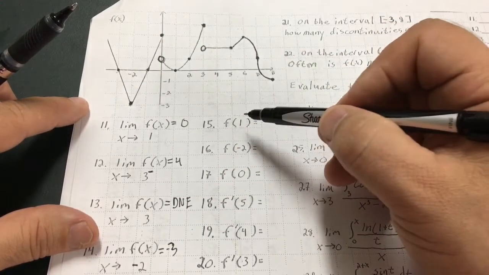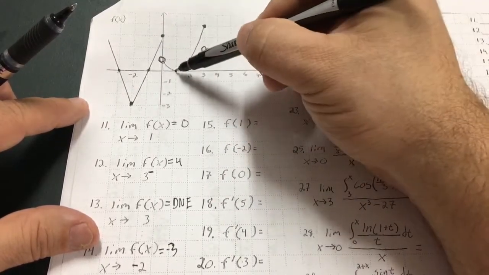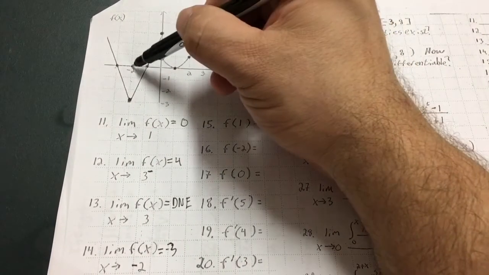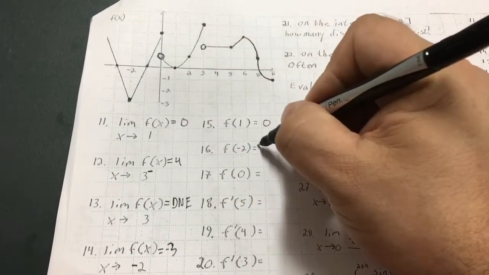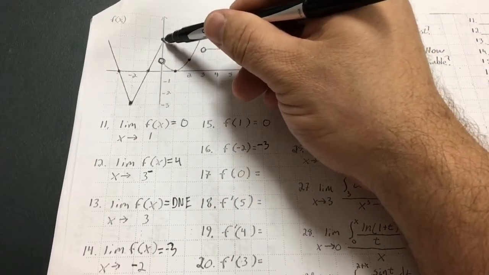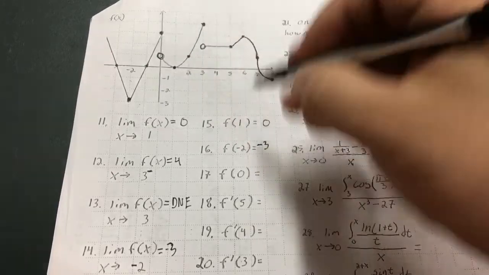Now, these are coordinates. When x is 1, what does y equal? So when x is positive 1, the y value is 0. When x is negative 2, the y value is negative 3. When x is 0, be careful. When x is 0, it's not this value, it's the coordinate where the closed circle is. So when x is 0, y is 1, 2, 3, positive 3.